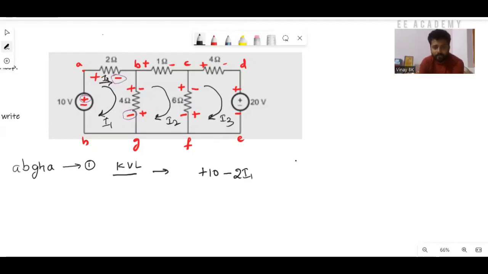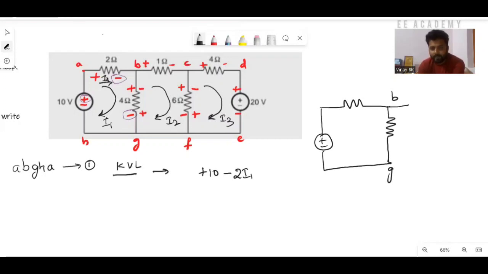Similarly, come here, B to G. You can observe A to B also has a voltage source, so I am not writing that value. Again, B to C there is a resistor, and one more loop has a 6 ohm resistor like this. B to G. Which current is flowing in A, B, G, H? I1 is flowing here with respect to the 4 ohm.